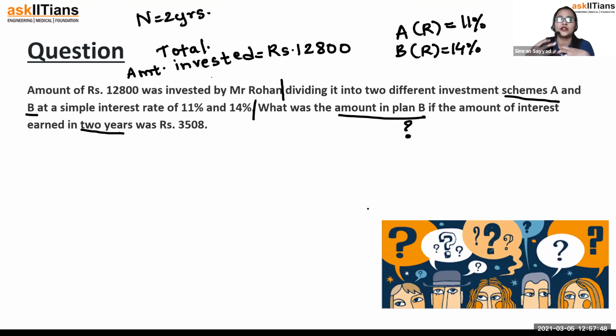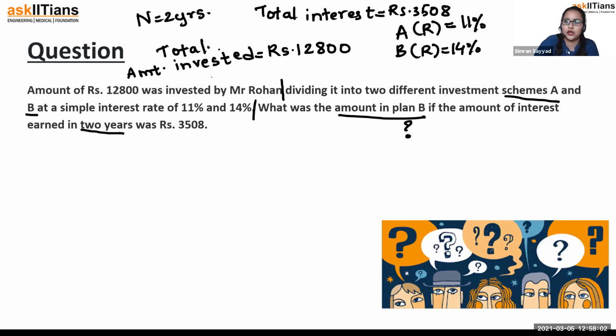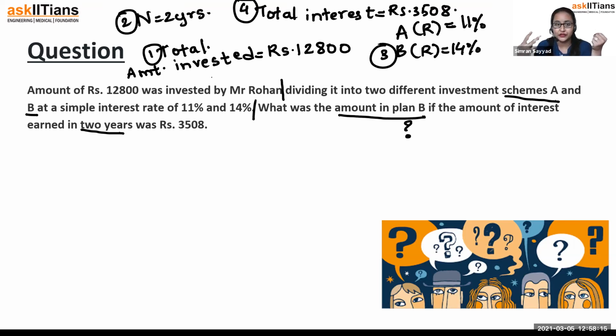If the amount of interest earned, so the total amount of interest we know. What is the total interest? It is rupees 3508. So this is one part, this is two, this is three, and this is four. We have four given data in front of us: the total amount invested, the rates of interest of two different schemes, the number of years, and the total interest, which is really very important.